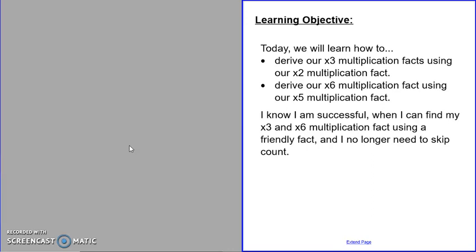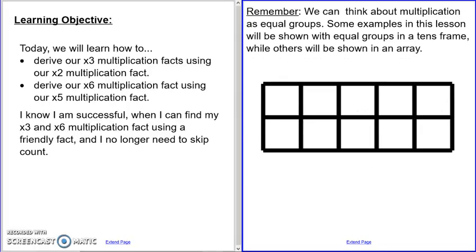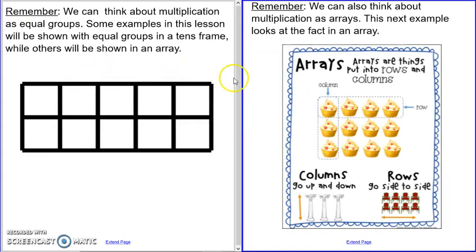using friendly facts. Okay, so we're going to be looking at multiplication in two different ways because everybody sees things differently. So we can look at multiplication in terms of equal groups. Okay, some examples in the lesson will be shown using equal groups inside of the tens frame, and others will be shown in an array. So this is an example of a tens frame. Remember, it has 5 groups or boxes on the top row and 5 on the bottom.